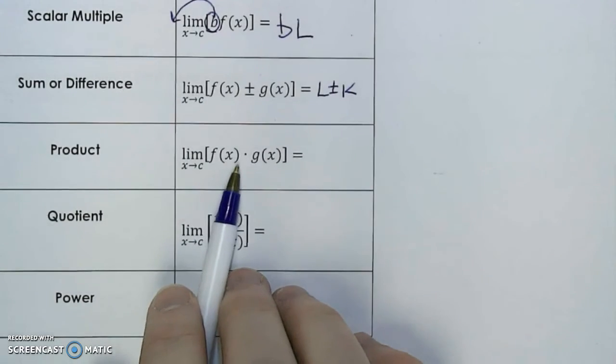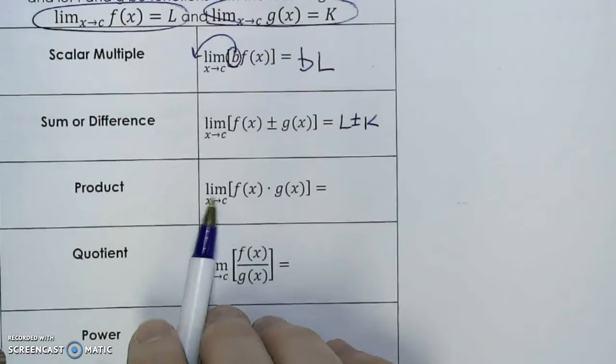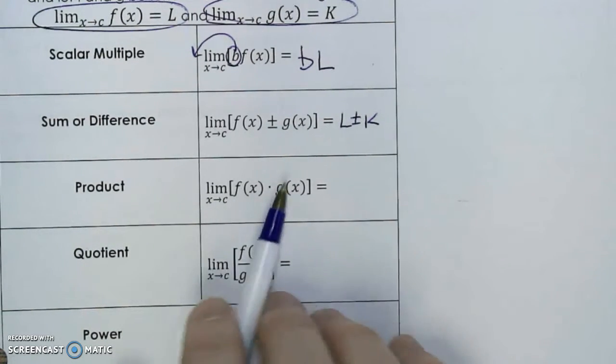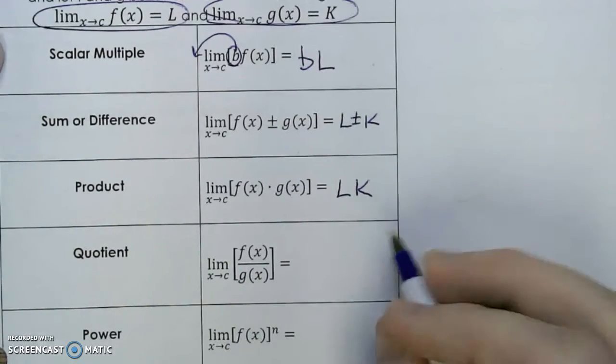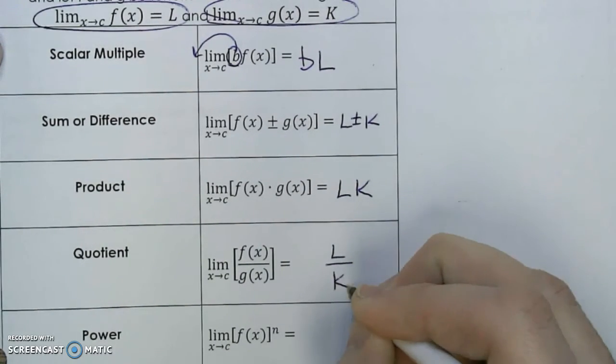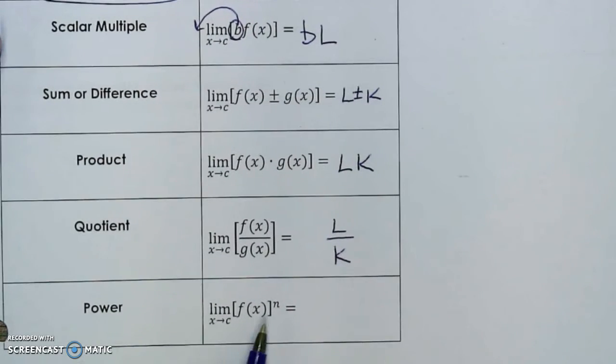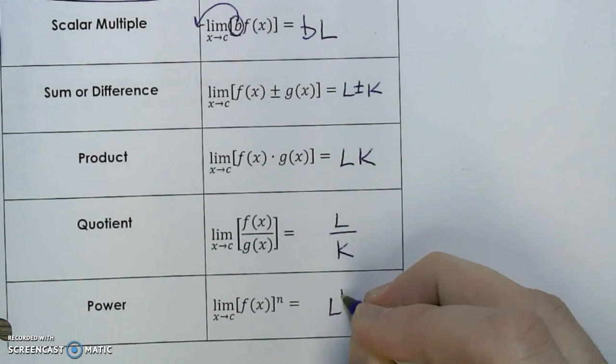With multiplication, the same works. If you've got limit of that and limit of that and you're multiplying them, you just multiply their answers. So L times K. Same thing with division, L divided by K. And then here, if we've got an exponent, that'd just be L to the exponent.